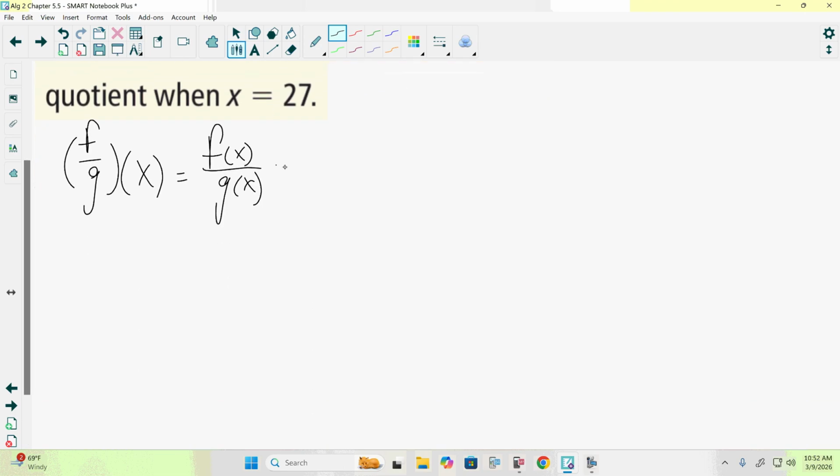Now for us here, f of x is 4x. g of x is x to the 2/3. And like the last one, we could put parentheses around the top and bottom, but all we're going to do is drop them.